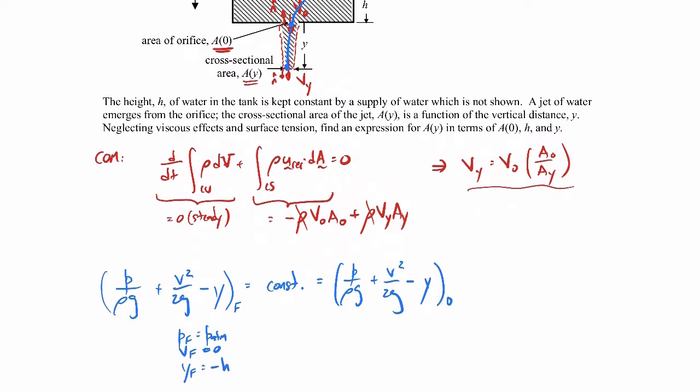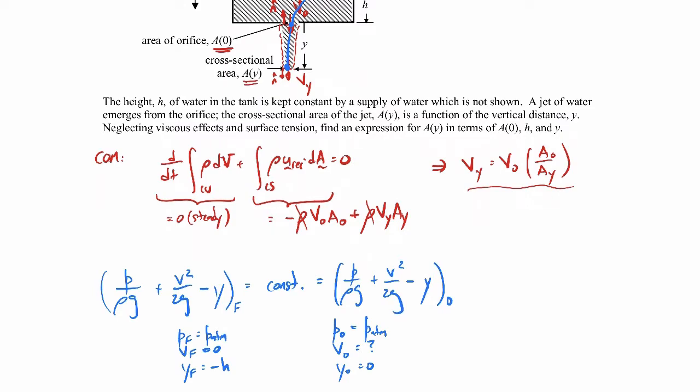And then over here, on this side, we have P at 0. Well, right at the exit here, this is just the start of a free jet. So the pressure there will be the same as the surrounding atmosphere. So it'll also be P atmosphere. V at 0 is something I don't know yet. I'm going to try to solve for that. And y at 0 is just 0 because that's the origin of my coordinate system.